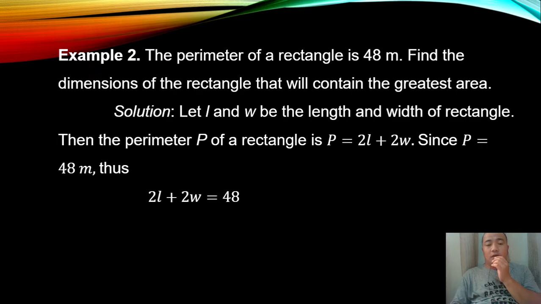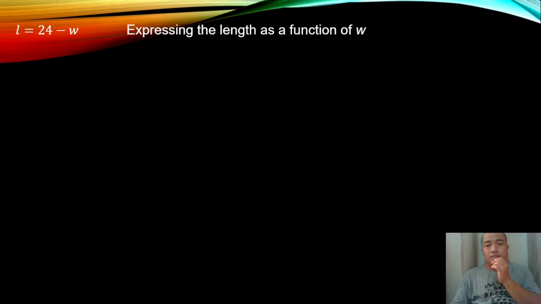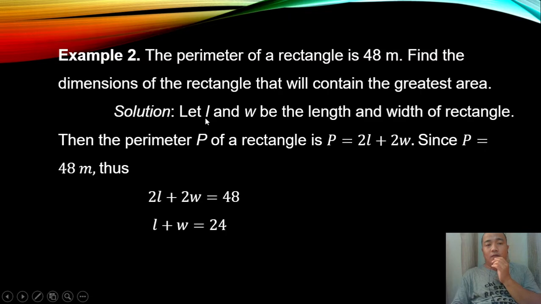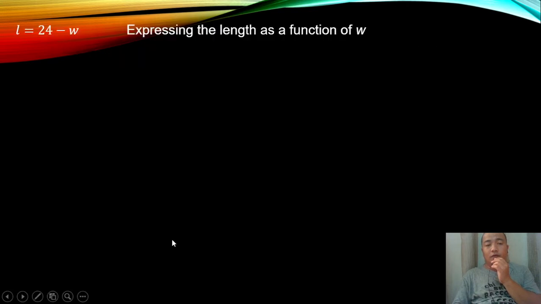Right? And we can still simplify this equation. Let's divide all terms by 2. So L plus W equals 24. Now express the length as a function of W. So from L plus W equals 24, we solve for L in terms of W. So just transpose W to the right side, so it becomes L equals 24 minus W.